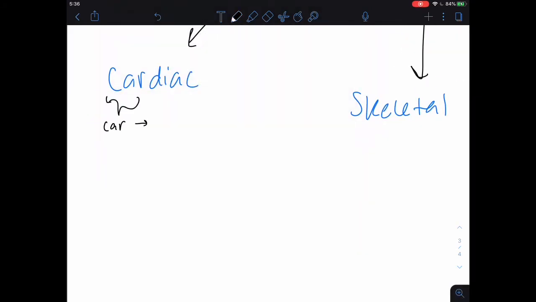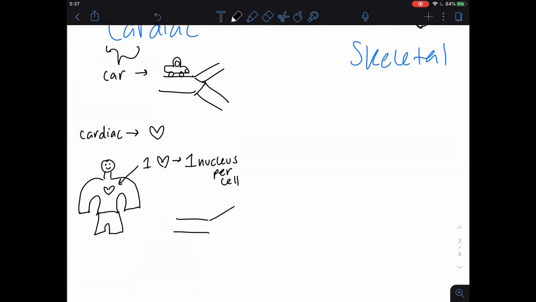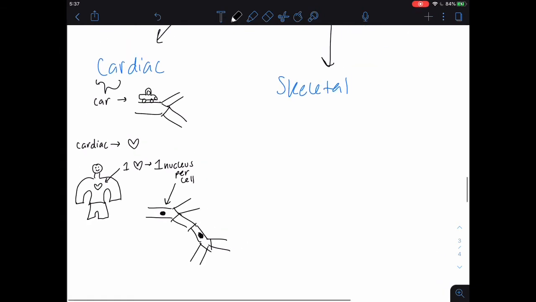To remember cardiac, you can think of cardiac as in cars on a road, so it will look like these cars going off into diverging roads. You can think cardiac as in its meaning heart, and our hearts are at our center of our bodies, and we only have one heart. Therefore, you will know that it is only one nucleus for each cell.